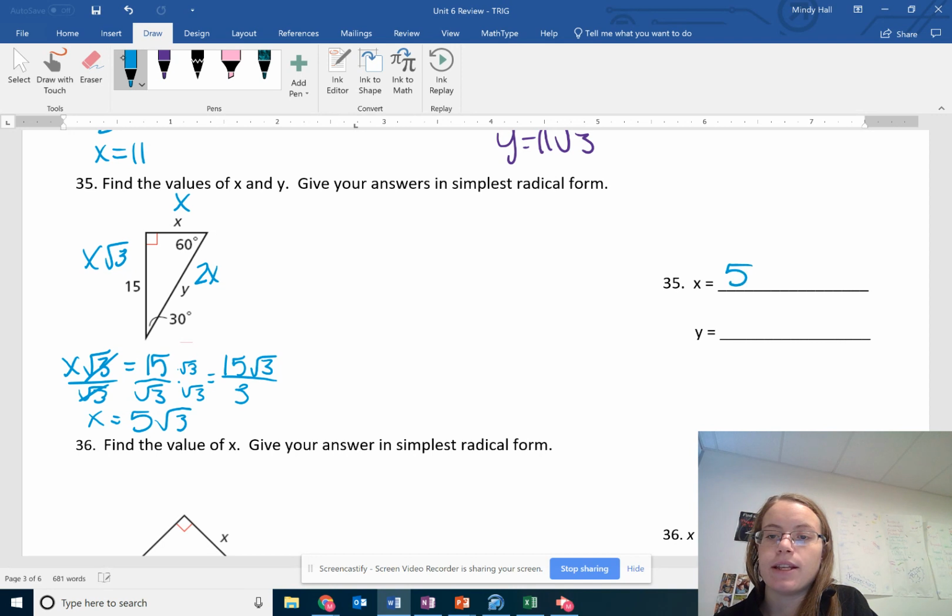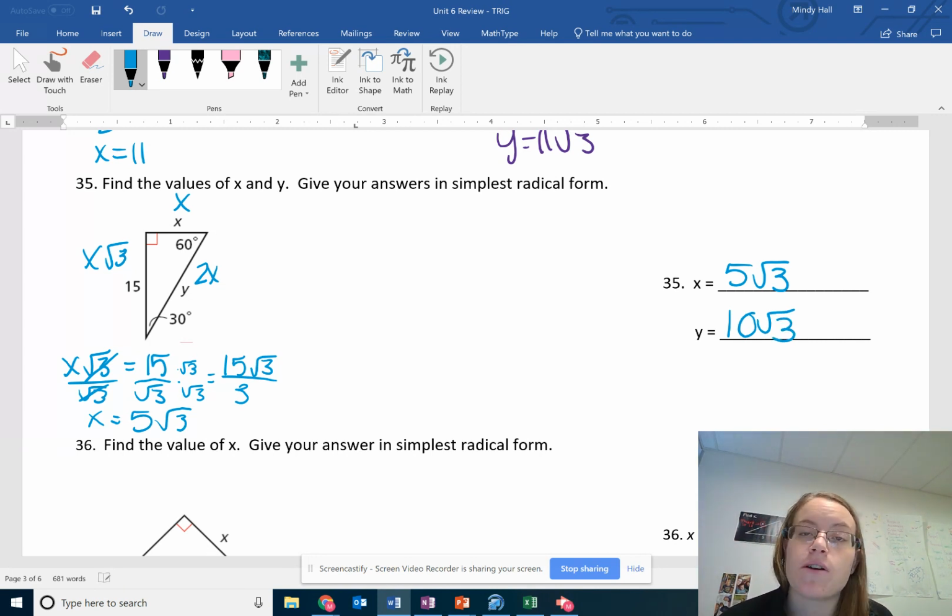So you can calculate it like that, and that's fine. Because once you know that your short leg is 5 square root of 3, if you multiply that by 2, 5 times 2 is 10 square root of 3. So there are ways to make this nice and easy for you.